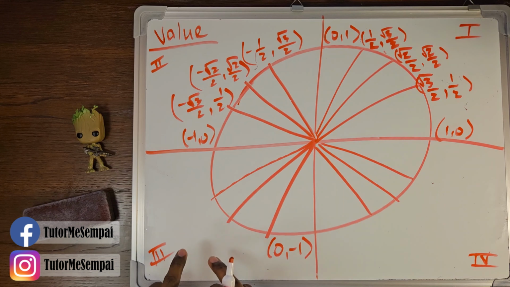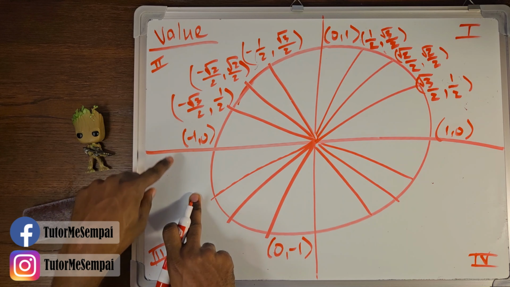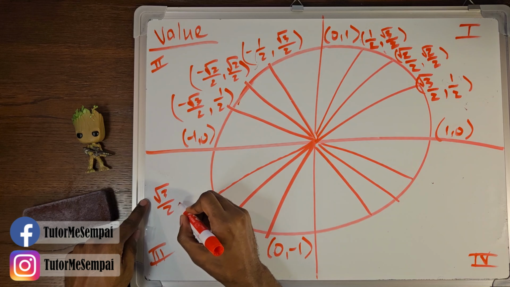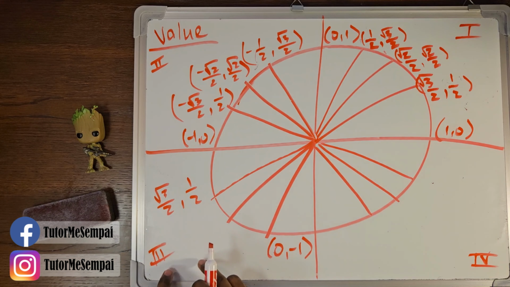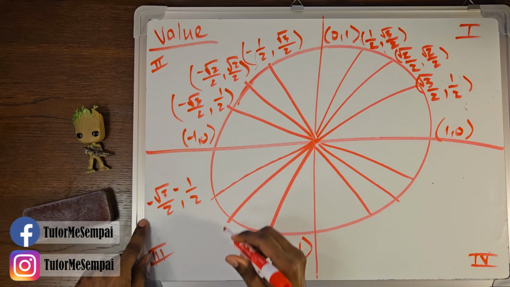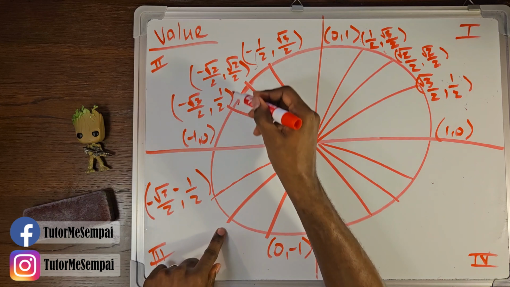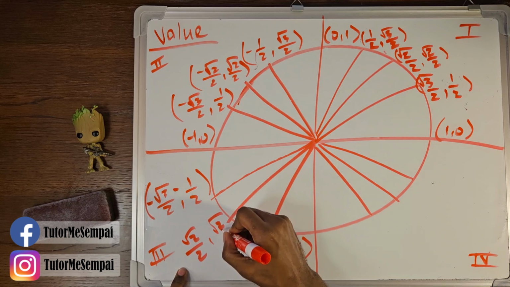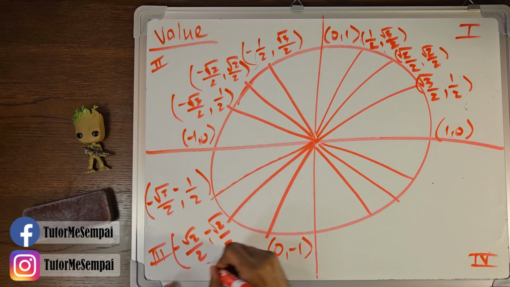Now we move to quadrant 3. We're going to mirror over this axis. So the very first one is going to be our square root of 3 over 2, 1/2. So since we're in quadrant 3, both of these are going to be negative. And here is going to be square root of 2 over 2, square root of 2 over 2, and both of them are going to be negative.